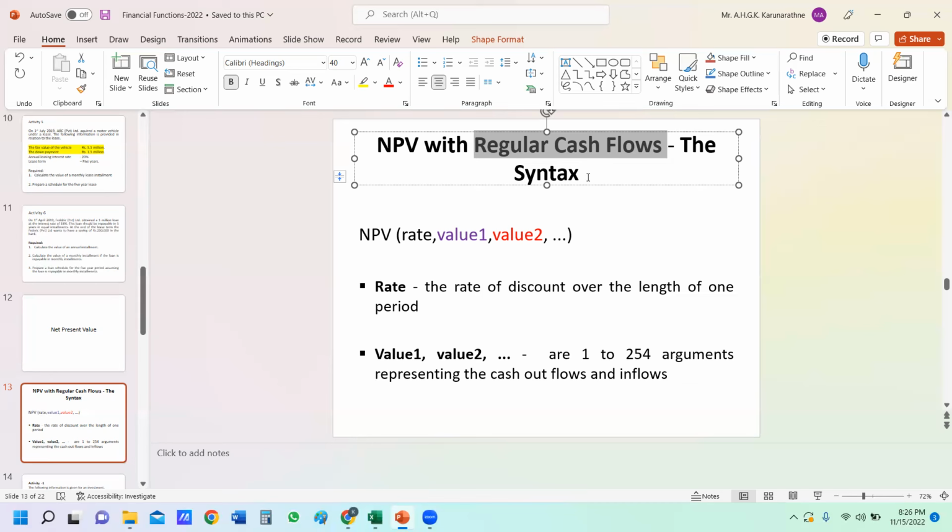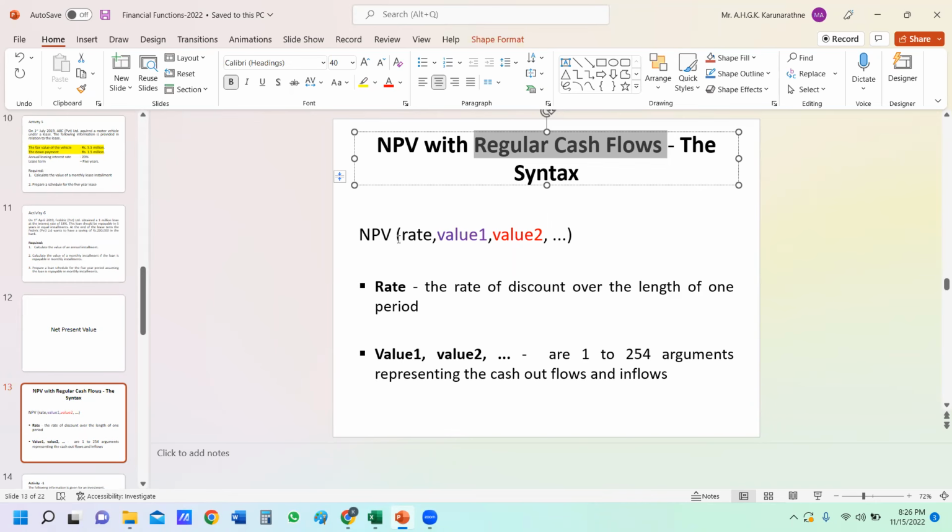Let's consider the familiar cash flows, that is, the cash flows occurring at the end of each period, like most of the similar cases you have discussed in your prior subjects or courses. So this is the syntax.